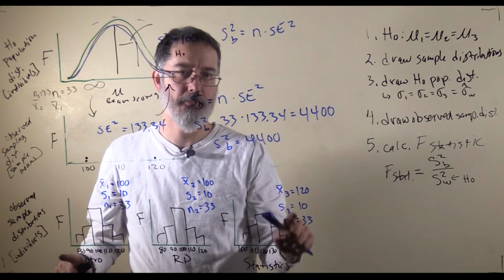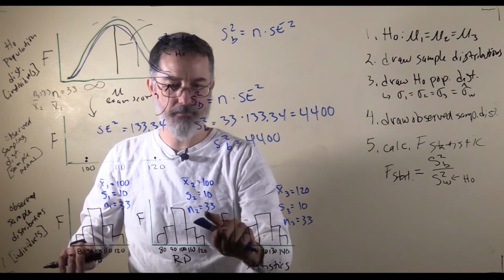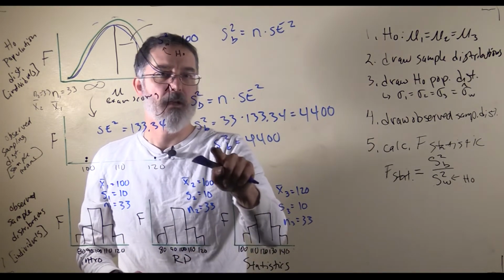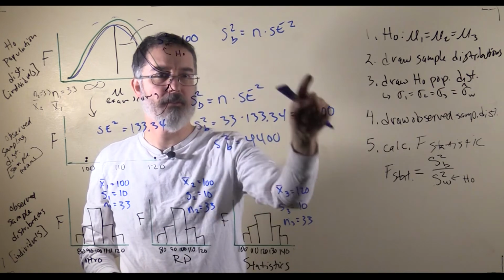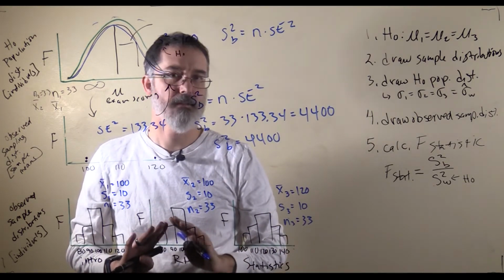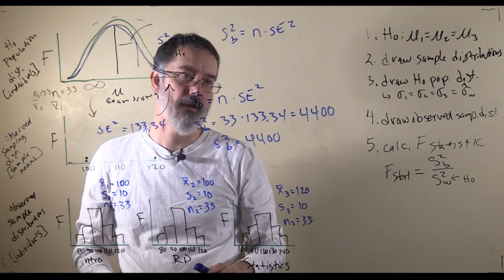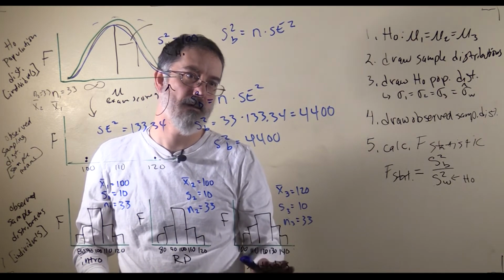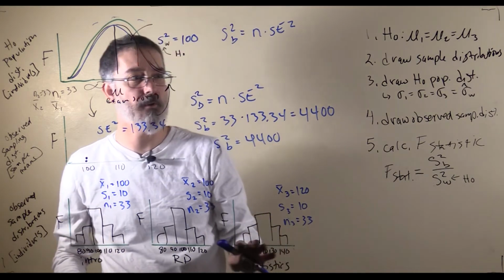And notice that here I've kept things simple with our samples all having the same sample size. To calculate this, if your sample sizes are unequal, it's a lot more complicated. You use what's called the sum of squares method, and I'll show you that later on in another video.